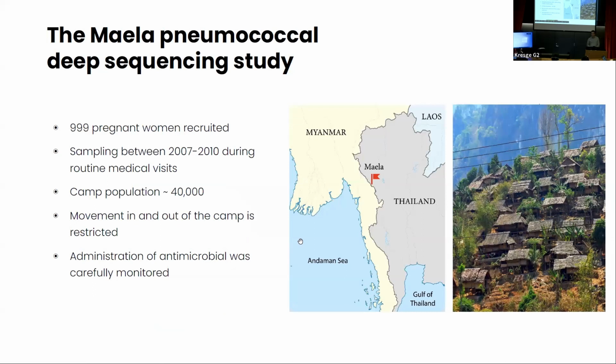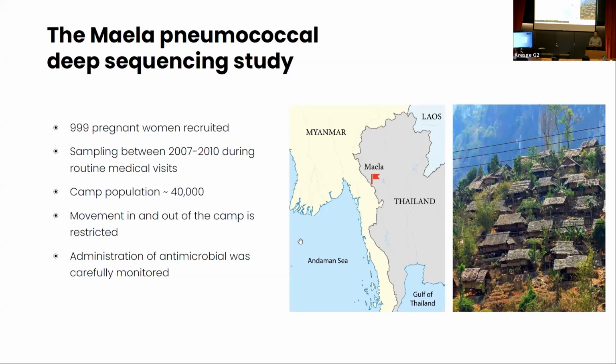And so the bacterial data set I'm going to discuss is from the Maela pneumococcal deep sequencing study. It is based on some data that's actually quite old now. It was collected between 2007 and 2010 from a refugee camp called Maela on the border of Thailand and Myanmar. This refugee camp is mainly made up of ethnic Karen people who've fled persecution in Myanmar and ended up in border camps along the Thai border.